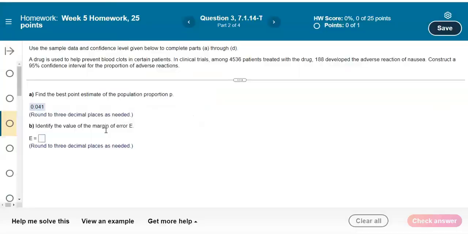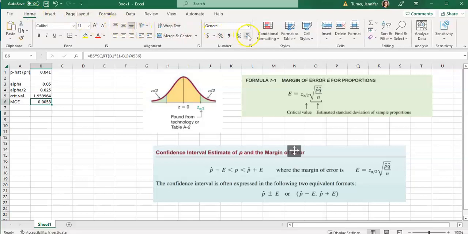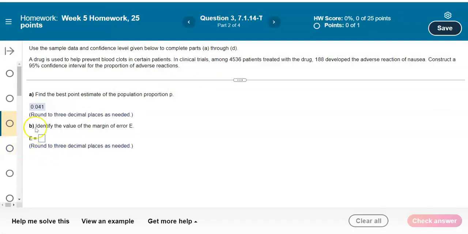So let's take a look at how many decimals we wanted. We wanted to round to 3 decimal places for this margin of error. So right now you can see we have 4. We're going to go back to the home page, come back here so we can change the number of decimals. Now we have 3 decimal places, so our margin of error is 0.006.